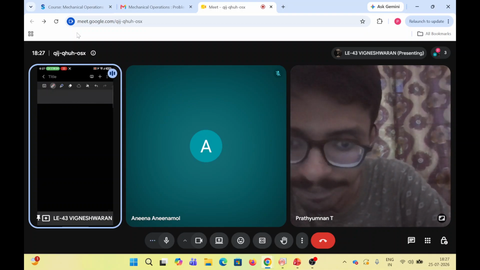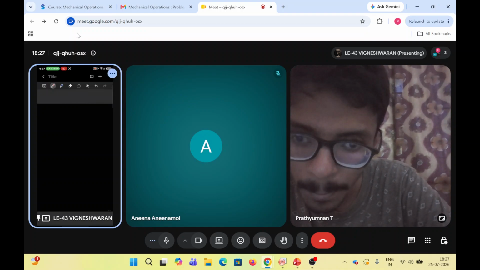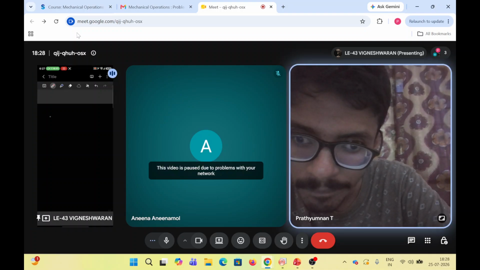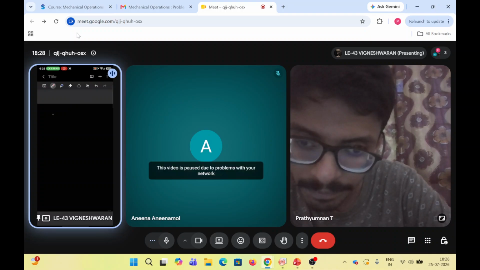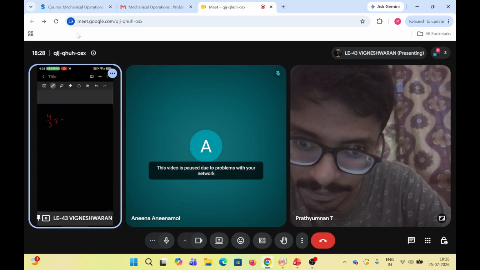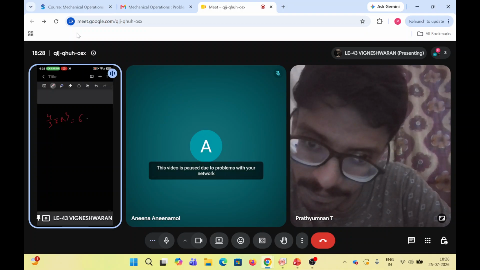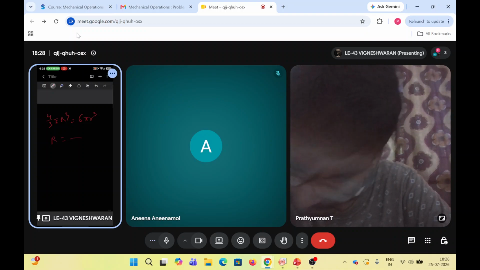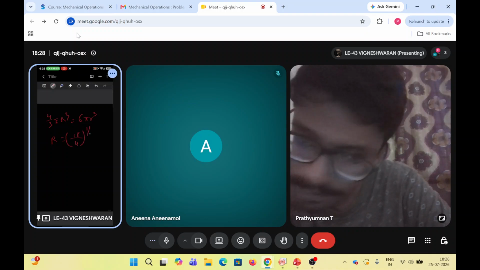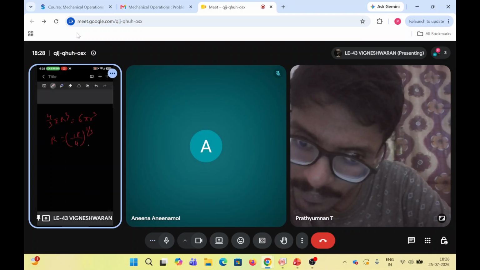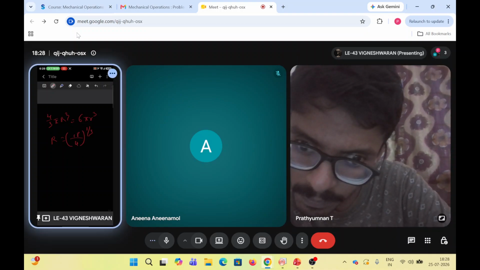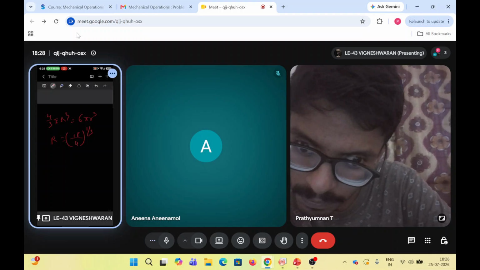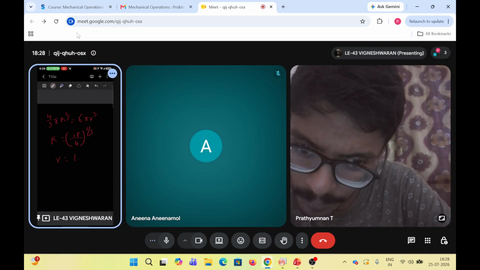Into the volume of the cylinder. The equivalent sphere volume, 4 by 3 pi r cube, is equal to 6 pi R cube, sir. So now here R is 18 by 4, whole power 1 by 3, divided into 1.651.